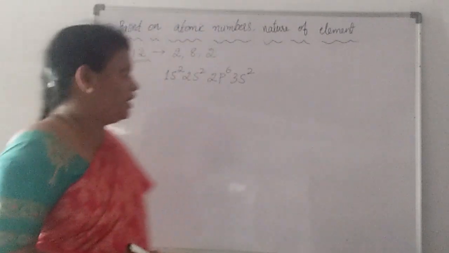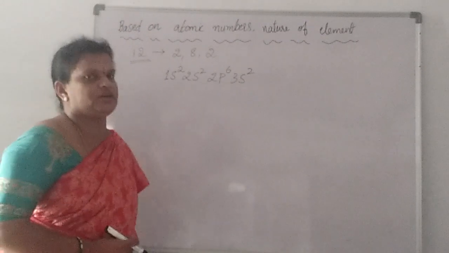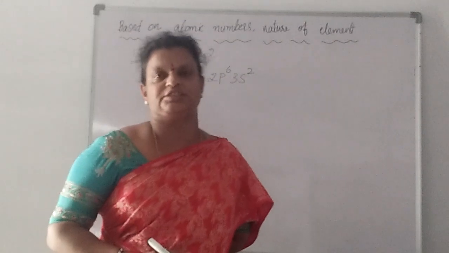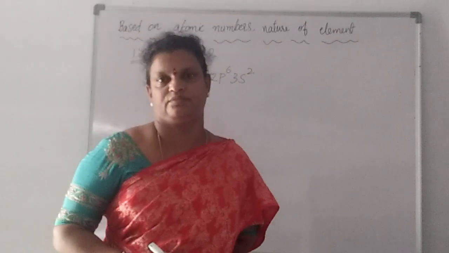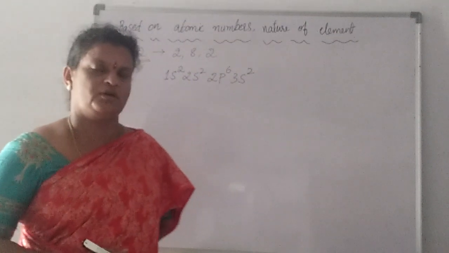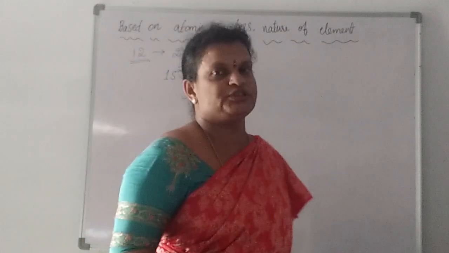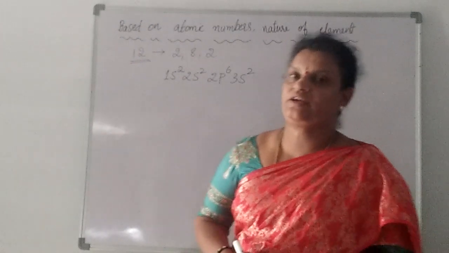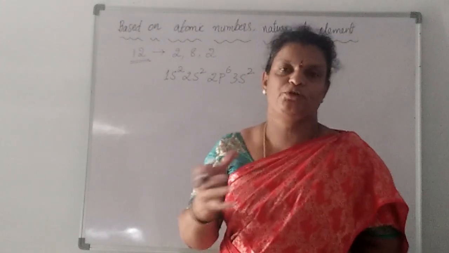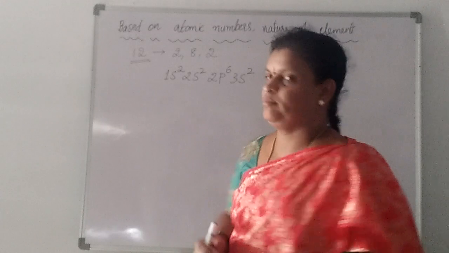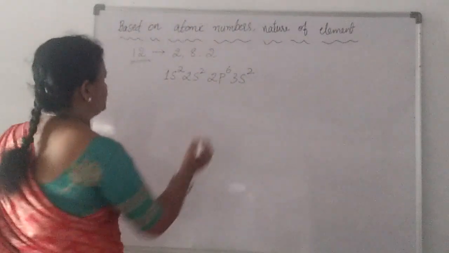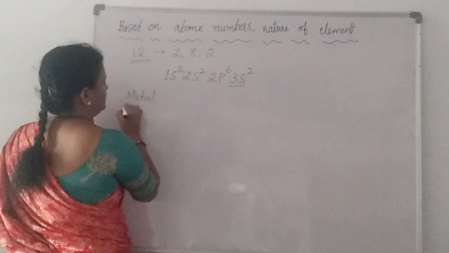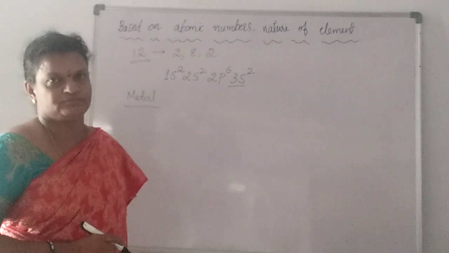Then after writing the electron configuration, just observe how many electrons are present in the last shell, that is the ultimate shell, the outermost shell. All these are the same words: outermost shell, ultimate shell, last shell. You should be able to find out how many electrons are there. So here in this element we have 2 electrons present. So we can say this element is a metal.